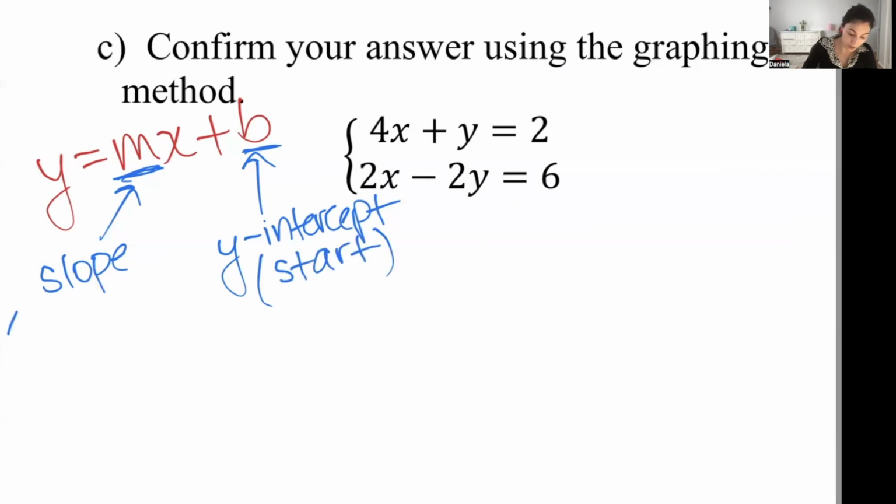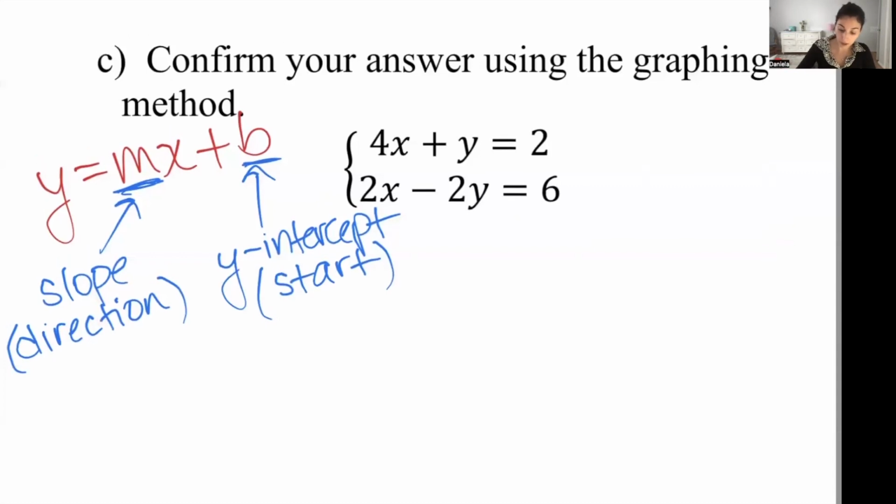And then from that spot, the slope tells us the direction. Where do we go? Do we go up and left or down and right? I'll talk about the slope in a second. First task we have to do is convert both of them to y equals mx plus b form, because both of them are in standard form.